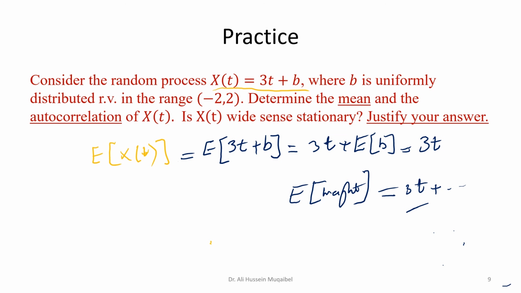Okay, I leave you with the autocorrelation, the expected value of x of t times x of t plus tau, and then of course share your answer please in the comment section.